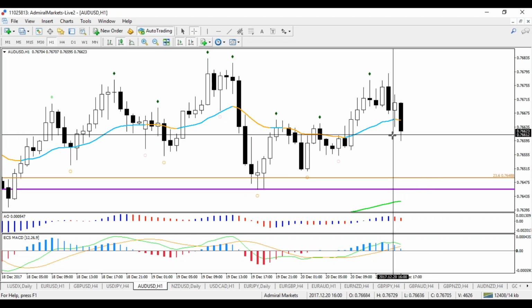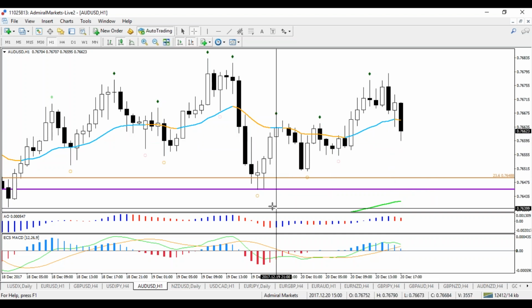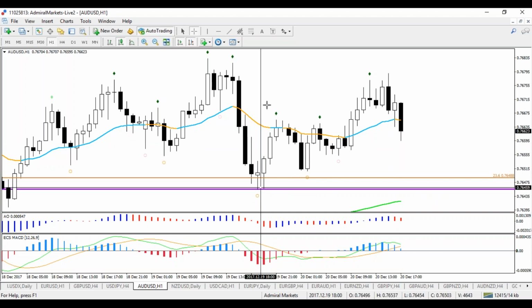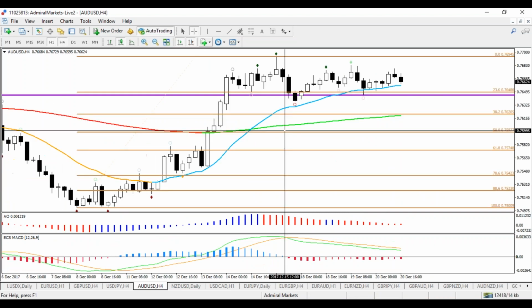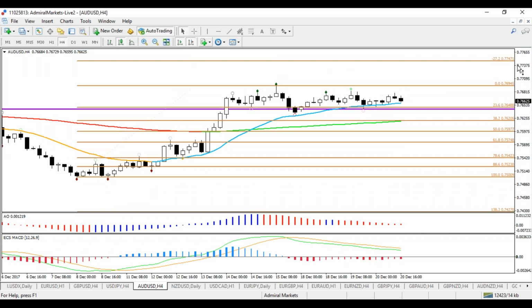I mean, it's a risky one, but it does look like a triangle. Stop loss could be below this bottom. And up we can go to the minus 272 target at 77.50. So that is about 80, 90 pips. Stop loss maybe 20 or less.